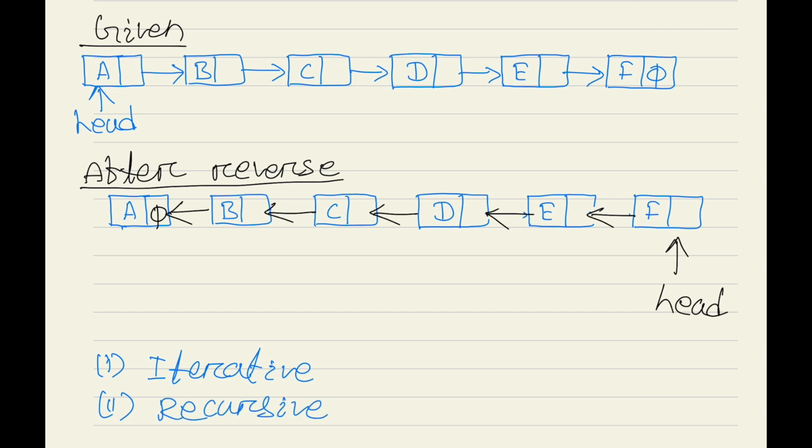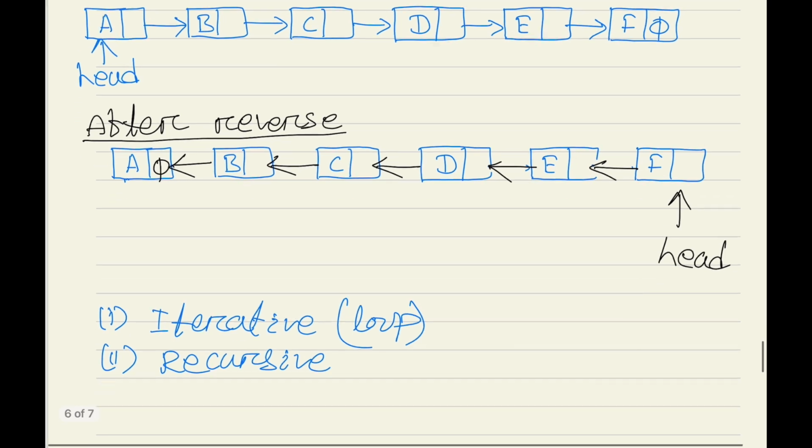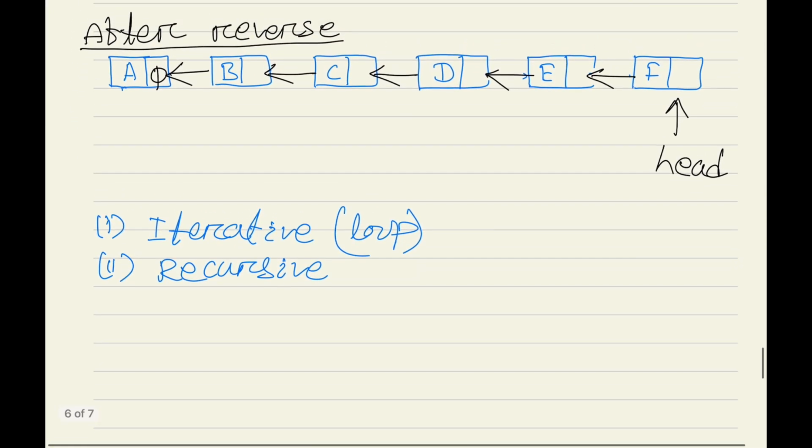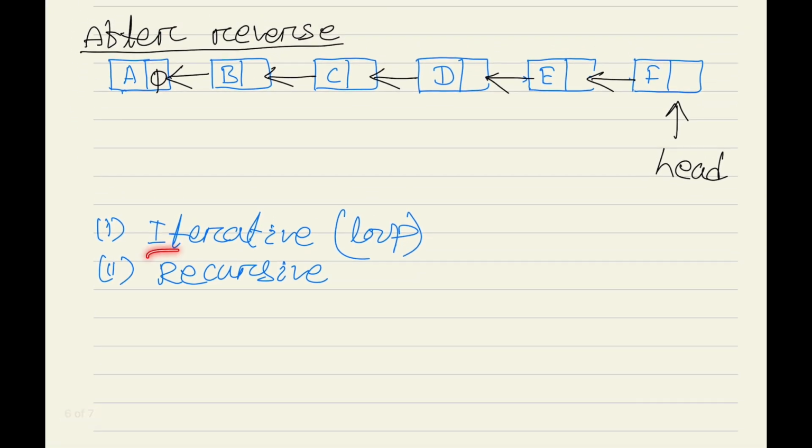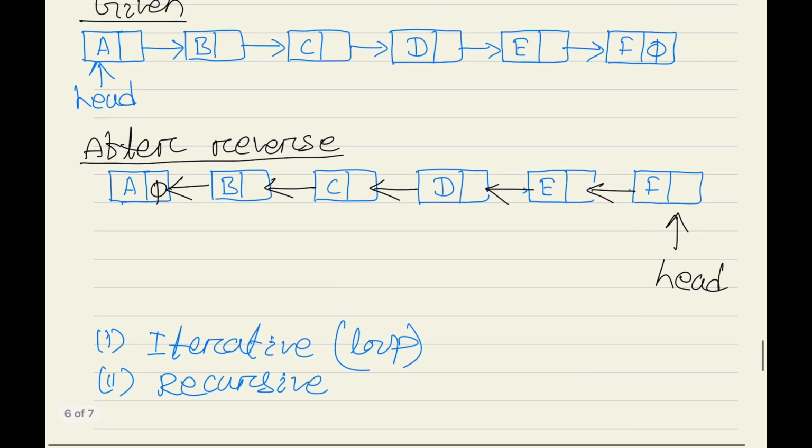In the iterative approach we can use a loop and find the reverse of the linked list, and in the recursive approach we need to use the concept of recursion and we are going to find the reverse of a linked list. So first we will discuss the iterative one, then we will move to the recursive.